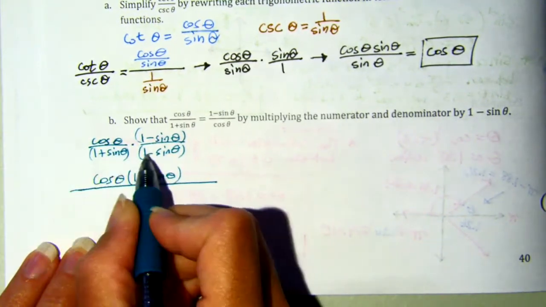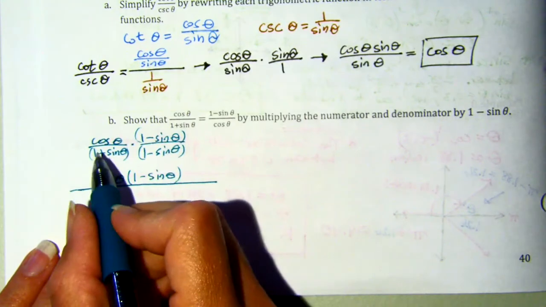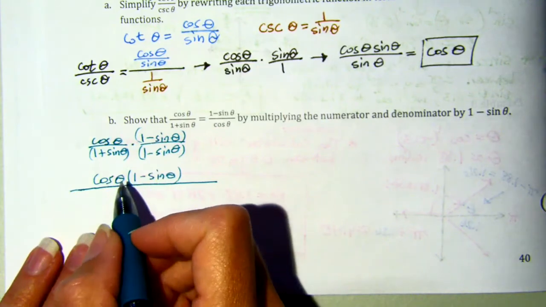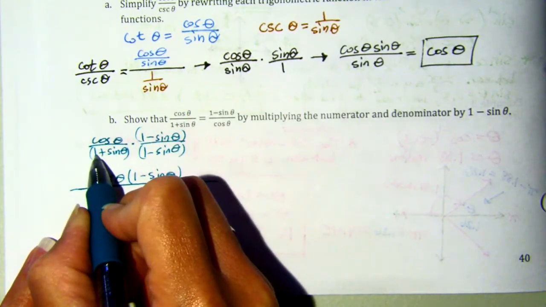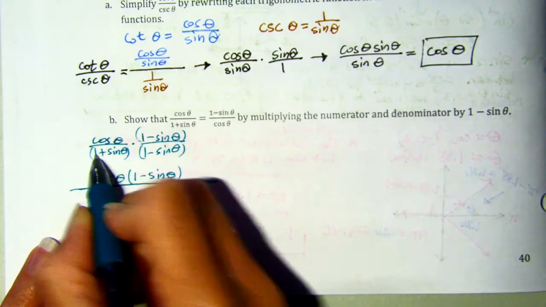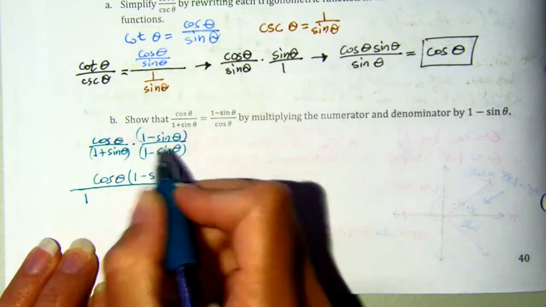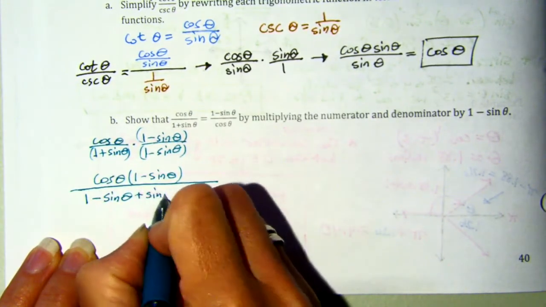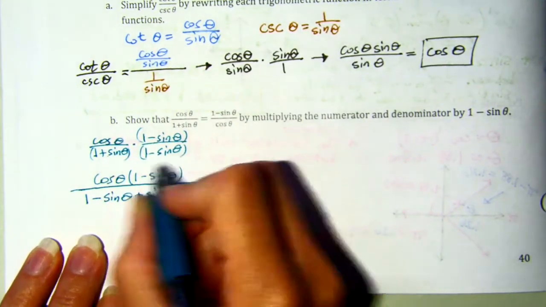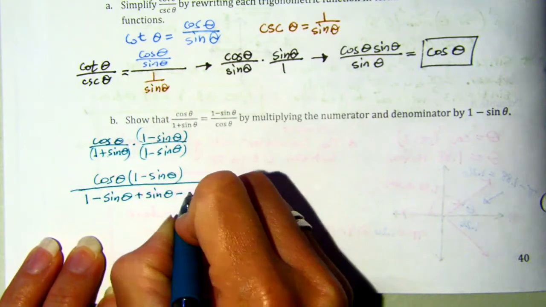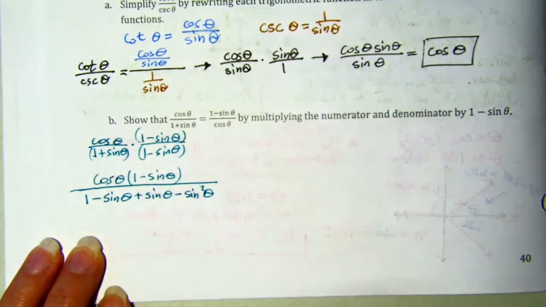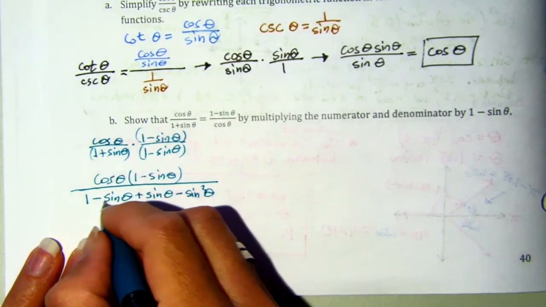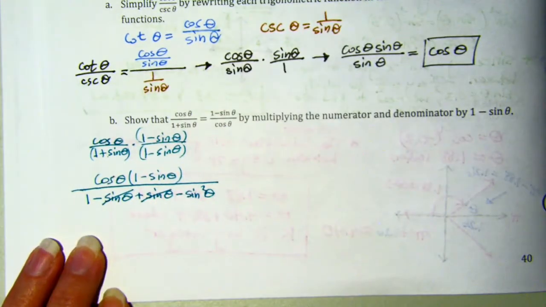When we multiply these two things, it's a binomial times a binomial, so you either have to use the distributive property, some of you might know it as FOIL, or the box. However you want to do it is fine. However you did it in algebra, that works. So 1 times 1 is 1. 1 times negative sine is negative sine of theta. Sine times 1 is positive sine of theta. And positive sine times negative sine of theta is negative sine squared of theta. Now notice, negative sine of theta and positive sine of theta, those two are going to go away. They add to be 0.